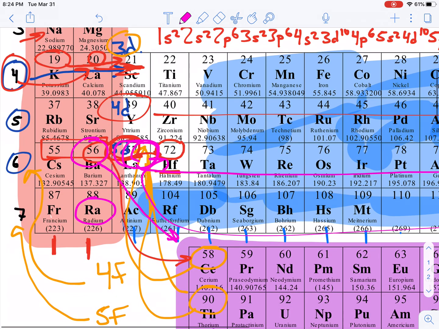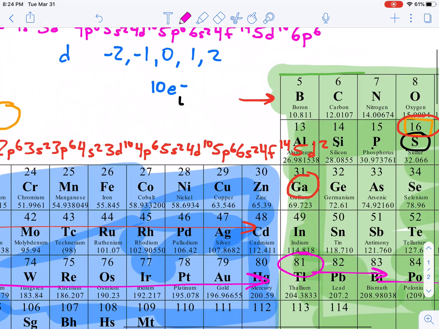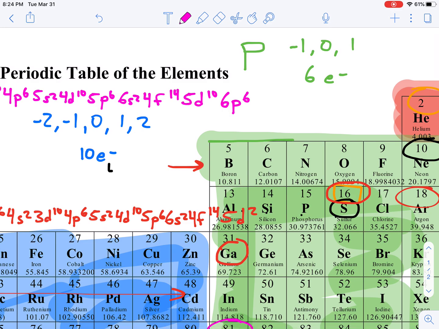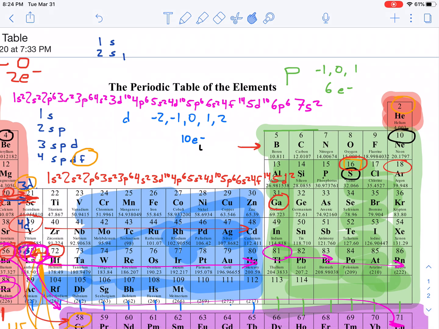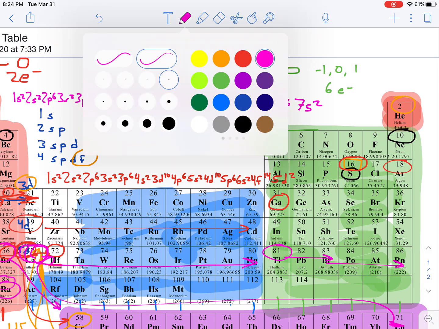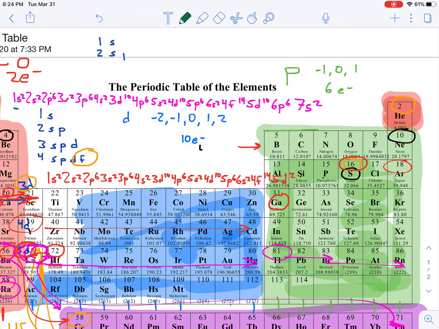We are down to number 87 and 88. We are into 7s, and radium is the second element, so 7s2. And that is your full electron configuration for radium. And if you're noticing that the beginning parts of these electron configurations, for instance, all of this is the same as all of that, you're absolutely right. We will take a shortcut in the next video.